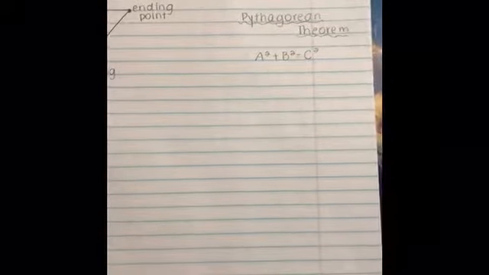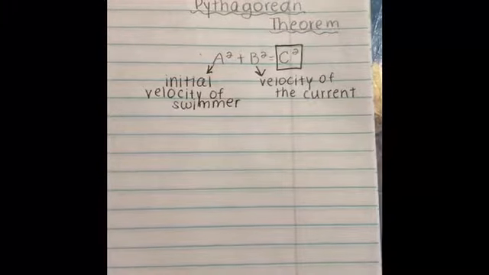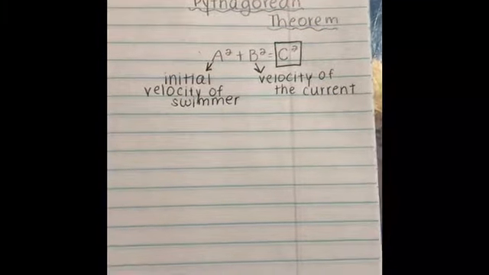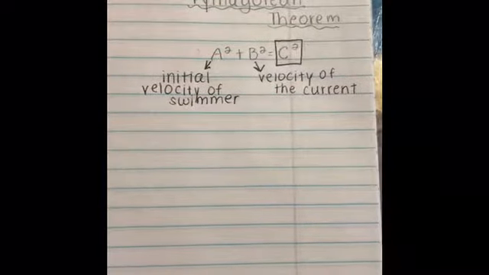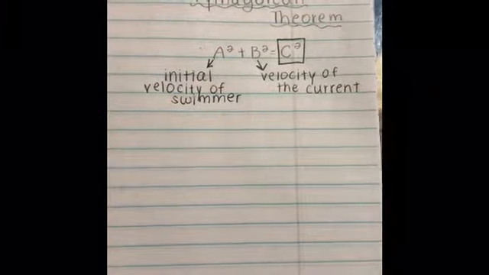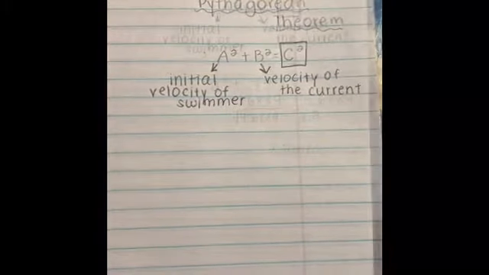For B, you have to find the swimmer's final speed. Once we have the speed of the current, we can use the Pythagorean theorem to find the final velocity of the swimmer. The swimmer's final speed is represented by the line directly between the starting and the ending point in the diagram. The Pythagorean theorem consists of the equation a squared plus b squared equals c squared. In this problem, a represents the initial velocity of the swimmer, and b represents the velocity of the current. Combining these two will give us the swimmer's final speed.